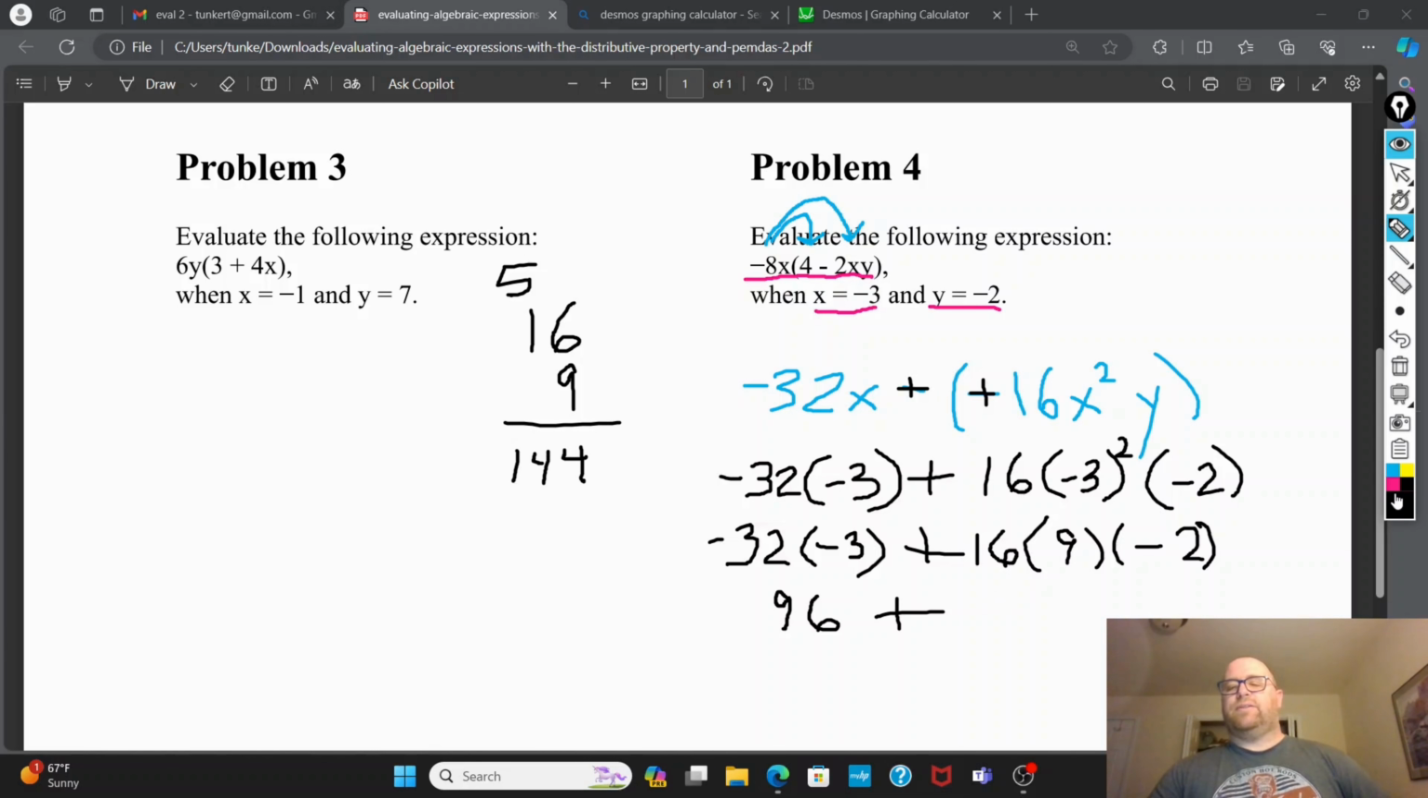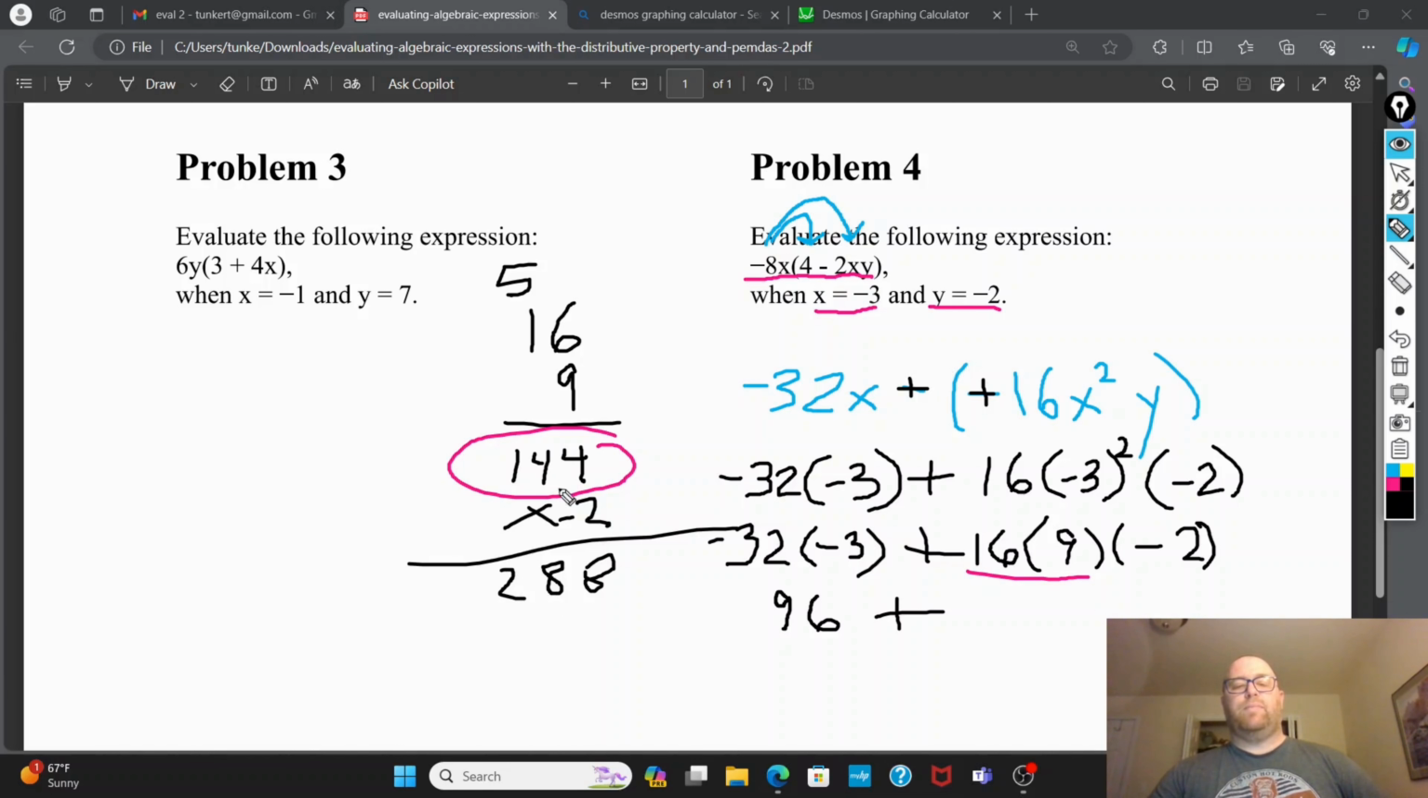So we've got this product here, and then we have to multiply that by negative 2. So times negative 2, well, 2 times 4 is 8, 2 times 4 is 8, and 2 times 1 is 2, and the product, since we're multiplying a positive by a negative, is negative 288.